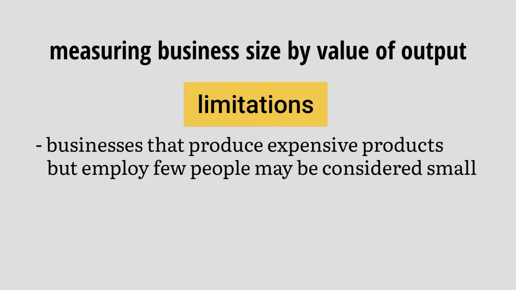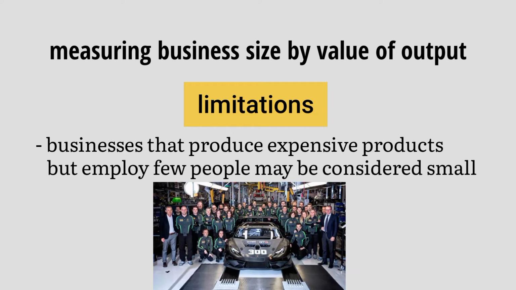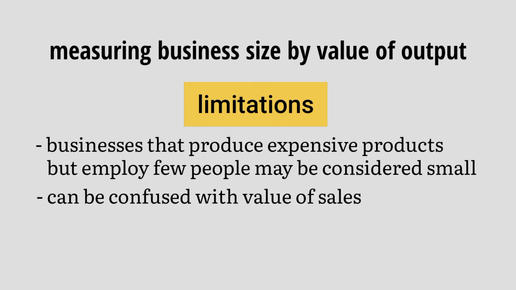However, this method has limitations. A high level of output does not mean that a business is large when using the other methods of measurement. A firm employing few people might produce several very expensive cars each year. This might give higher output figures than a firm selling cheaper products, but employing more workers. The value of output in any time period might not be the same as the value of sales if some products are not sold.